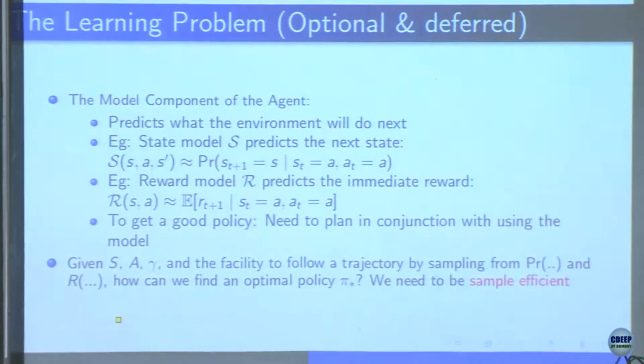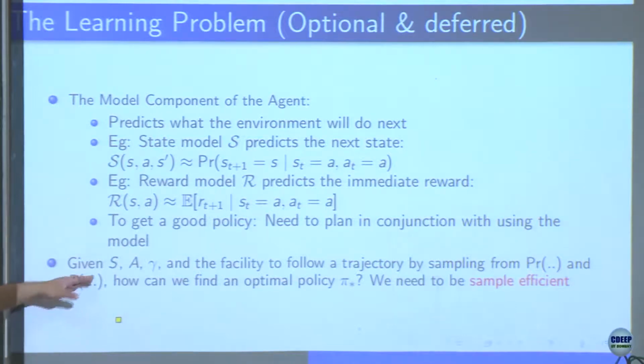Okay, so I talked about the learning problem earlier. There are a couple of slides which I plan to skip. But the model has this problem of predicting what the environment will do next. What is the reward that I should be using? Somebody pointed out that we should be learning the reward as we move from one maze to another maze. So these are aspects of the learning problem. State model S predicts the next state and reward model R predicts the immediate reward. These are the two components we are trying to learn.